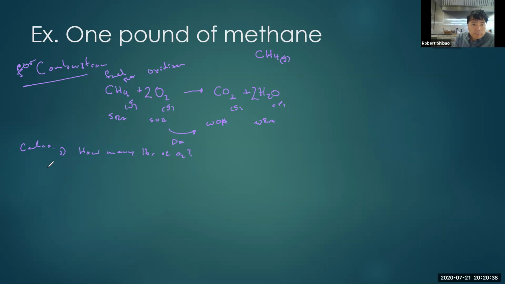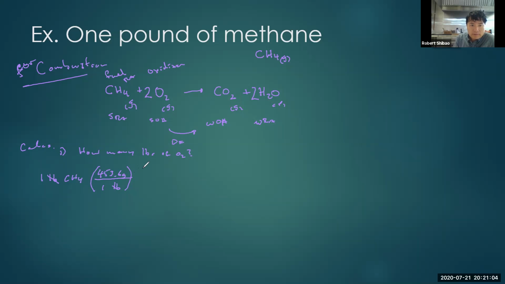And so I just do this using dimensional analysis. So we have 1 pound of methane. For dimensional analysis, we want to get rid of pounds of methane. In this case, we can go to 453.6 grams for every 1 pound. So the pounds cancel. That leaves me with grams of methane.